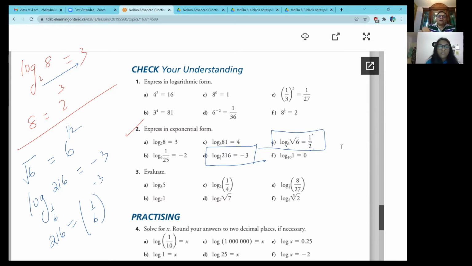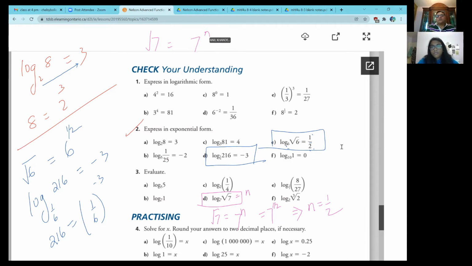Is that okay? Mm-hmm. Can you tell me the solution of this one now? Evaluate. Log base 7 of square root 7 is equal to what? Let's say it's n. Then how will you find n? Tell me. Write it in exponential form. Square root 7 is equal to 7 to the power of n, correct? Yeah.